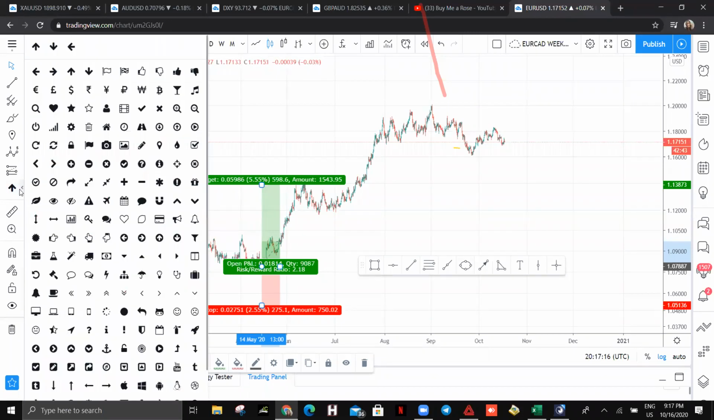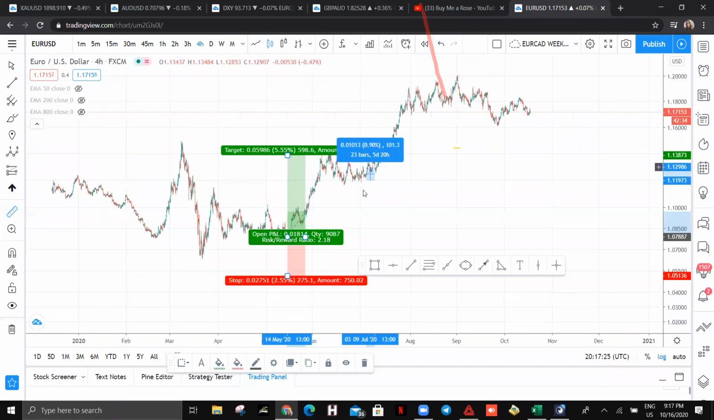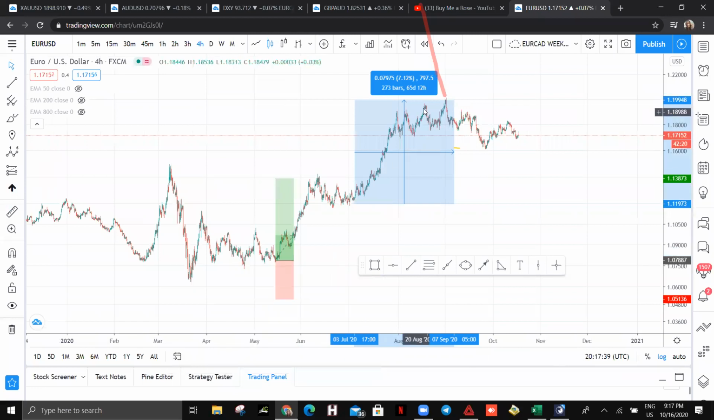Then the arrow key, you get any arrow you want to use in describing anything, you get it here. Your ruler is used to calculate pips as well. You want to calculate my pips, see, look at it. You want to know how many pips from here to here, the number of bars, that's candles, and the days those candles have taken, from here to here. How many days? 65 days, 12 hours. From here to here, the number of candles is 273 candles. The number of days for these candles to form took 65 days, 12 hours.